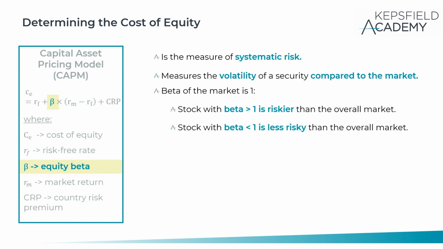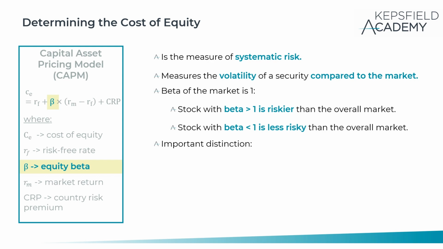In the case of a beta less than 1, the investment's price movements are expected to be smaller compared to the market. Consequently, the cost of equity will be lower for investments with a beta less than 1, as investors would require a lower return due to the lower risk exposure.